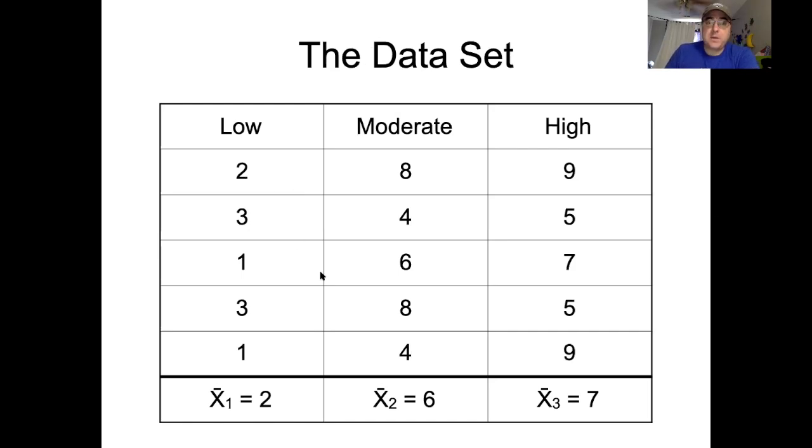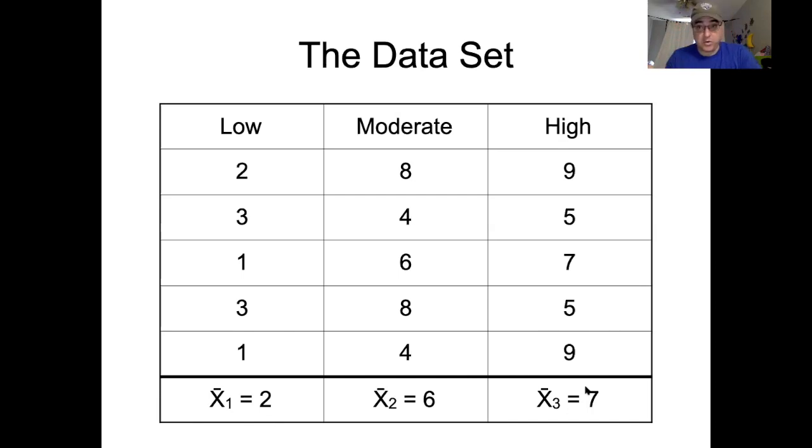Here are the data. There were 5 people in each group. People who just got free Juul pods smoked 2, 3, 1, 3, and 1 in the following week. That was an average of 2. The people in the moderate group, who got free pods and free pizza, smoked 8, 4, 6, 8, and 4 pods the following week. And the people who got free product, free pizza, and free shoes smoked 9, 5, 7, 5, and 9 pods, and that was an average of 7. So X bar sub 1 in the low group is 2, X bar sub 2 in the next group is 6, and X bar sub 3 in the highest group was 7. Those are our 3 X bars.